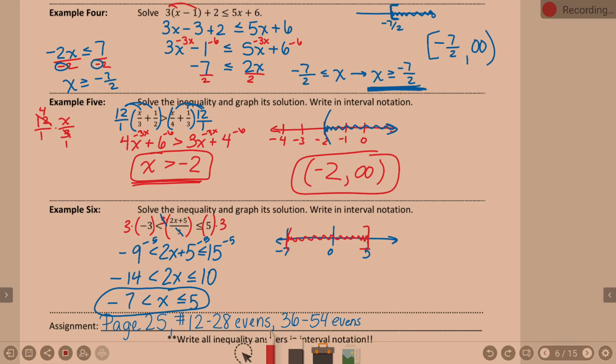Where's my shading start? Negative 7, with a comma. Where's my shading end? 5, with a bracket.